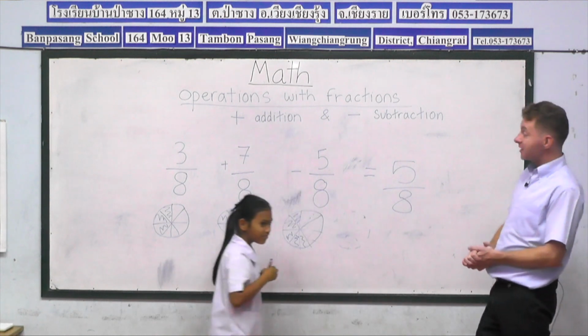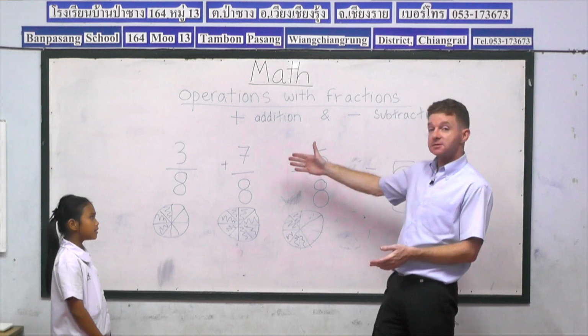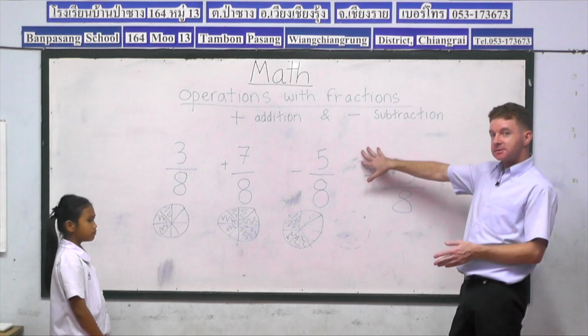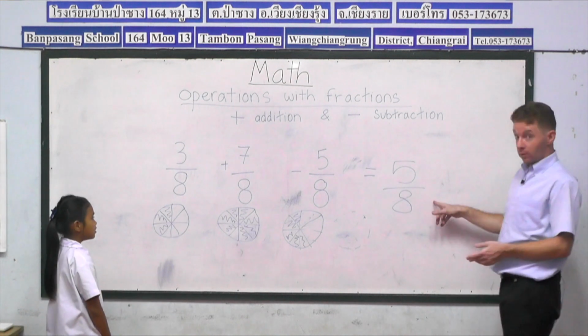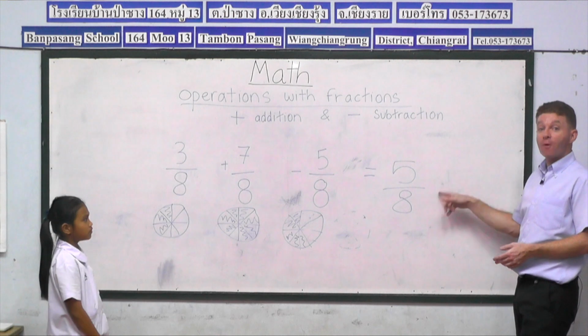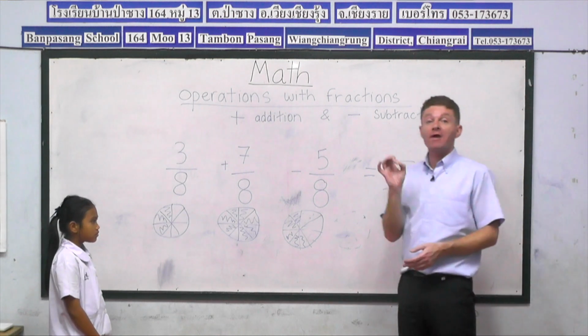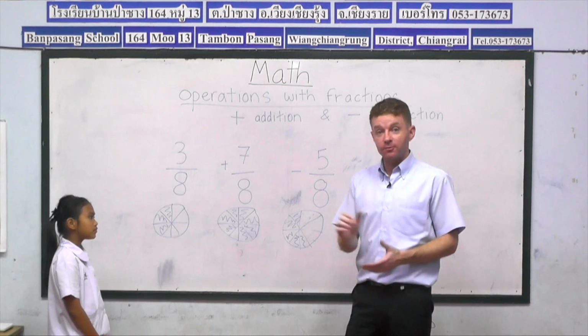So altogether, guys, 3 over 8 plus 7 over 8 minus 5 over 8 equals 5 over 8. And this is how we do operations with fractions involving addition and subtraction.